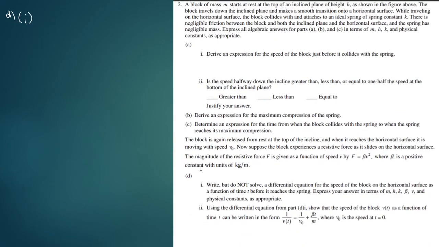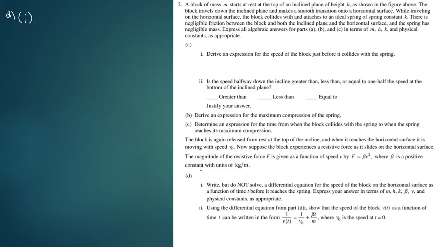Okay, so we're now given for part D, the block is again released from rest at the top of the incline, and when it reaches the horizontal surface, it is moving with a speed v0. Now suppose the block experiences a resistive force as it slides on the horizontal surface, and the magnitude of this resistive force is given as a function of v. F is equal to beta times v squared, where beta is a positive constant with units kilograms per meter. So part 1 says write but do not solve a differential equation for the speed of the block on the horizontal surface as a function of time t before it reaches the spring. Express your answer in terms of m, h, k, beta, v, and physical constants as appropriate.